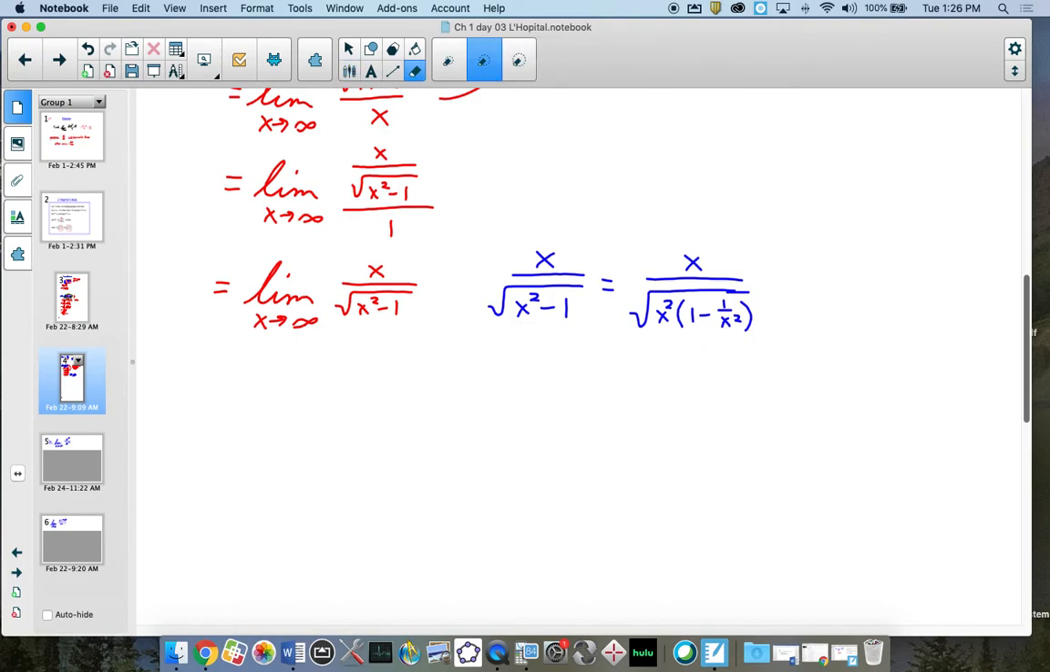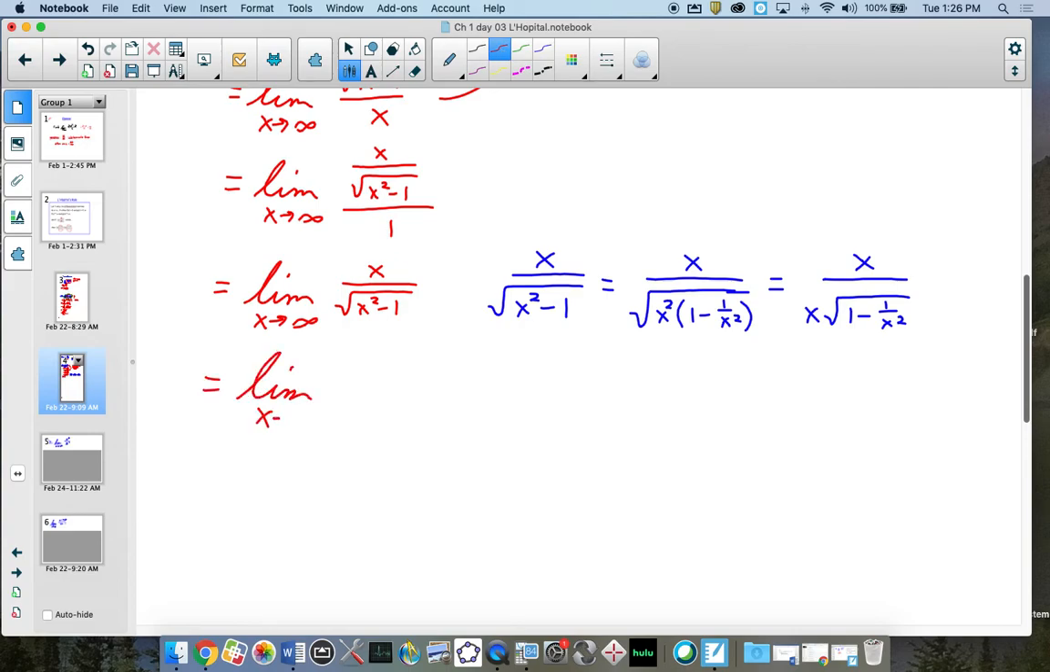Okay. But now, what's the square root of x squared? I know what you're thinking. It's the absolute value of x. But since our limit is x going to infinity, x is a positive number, so I don't have to worry about absolute value. So the square root of x squared is x. And I've got that. So now, what's the limit as x approaches infinity of 1 over the square root of 1 minus 1 over x squared?